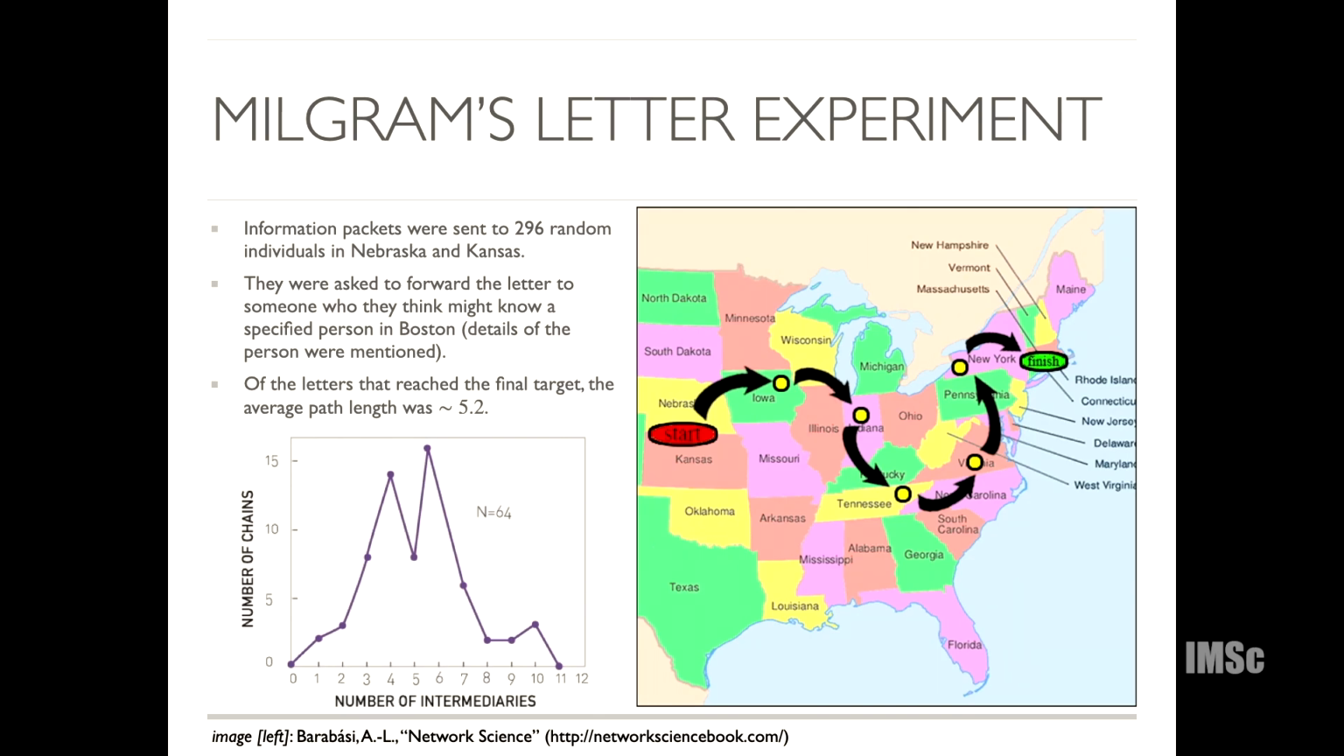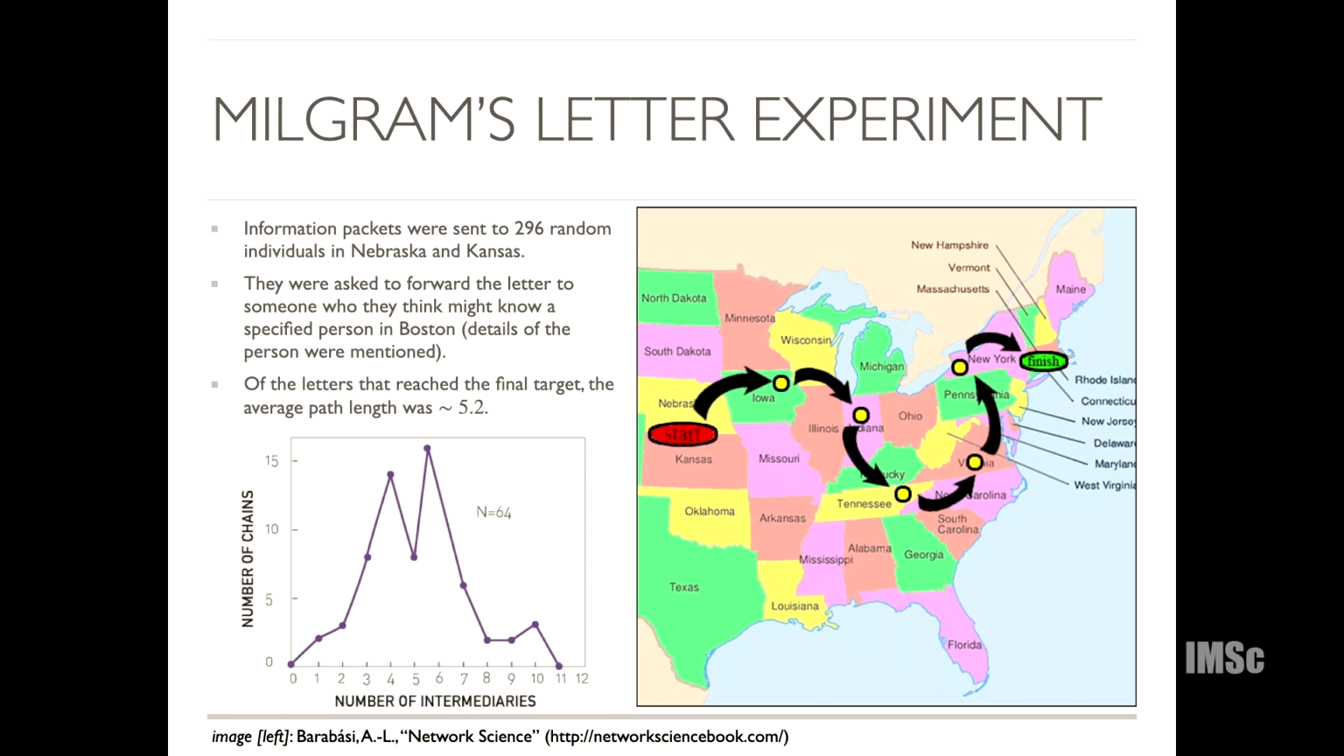I think it was in the 60s, and basically what his team decided to do was to find a specific target in Boston, and some random people in Kansas and Nebraska. It's pretty unlikely that these random people have any connection to somebody in Boston. They sent a package giving the details of the experiment, the goal, and the name of the target. They said this is a person in Boston, and this is his address, his occupation, and so on.